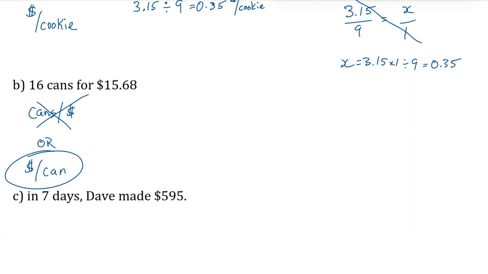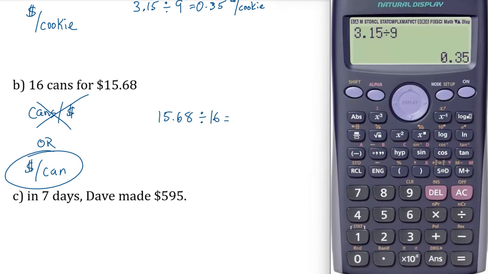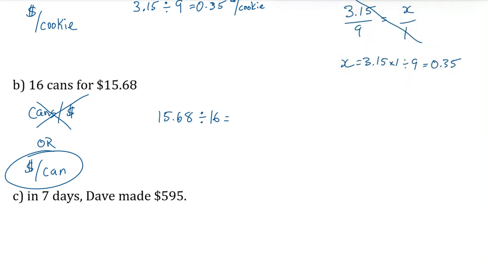So if it's dollars divided by cans, I start with dollars and divide by cans. $0.98. 98 cents per can.